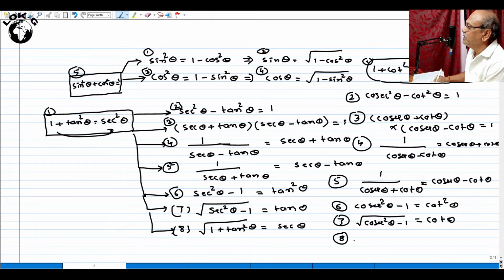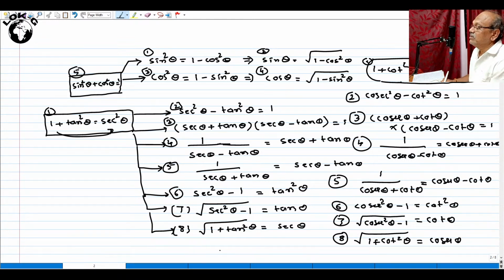I hope you are getting me. Take the square root, again you will get the eighth formula like you got in case of sec square theta: the root of 1 plus cot square theta is equal to cosec theta. See, these sub formulae which are derived from the original one are very useful. I request all the students and suggest you learn formulae like this by heart before you start solving the problems.